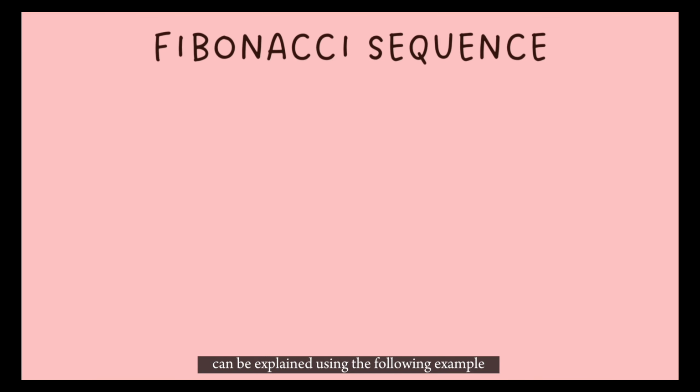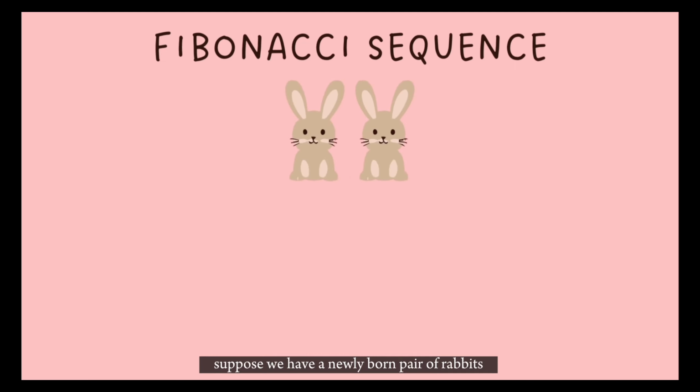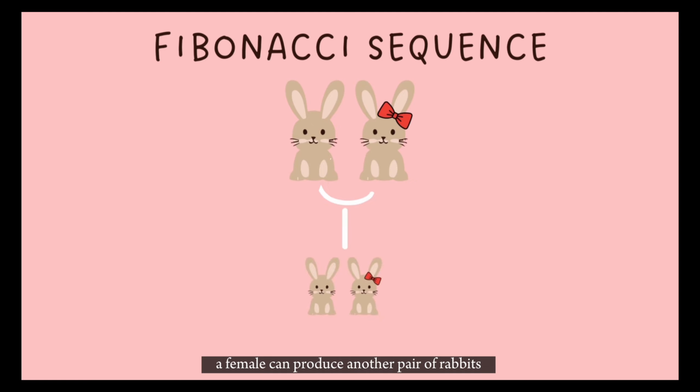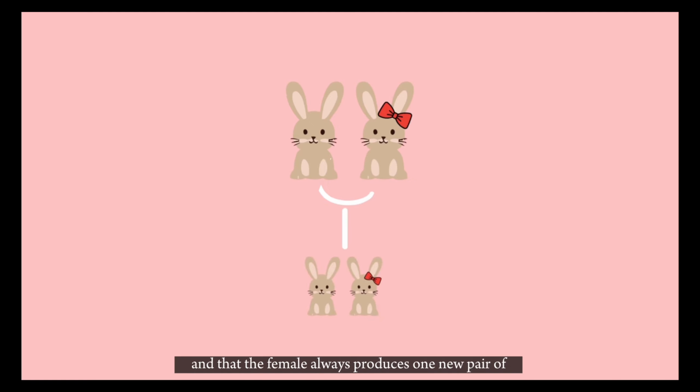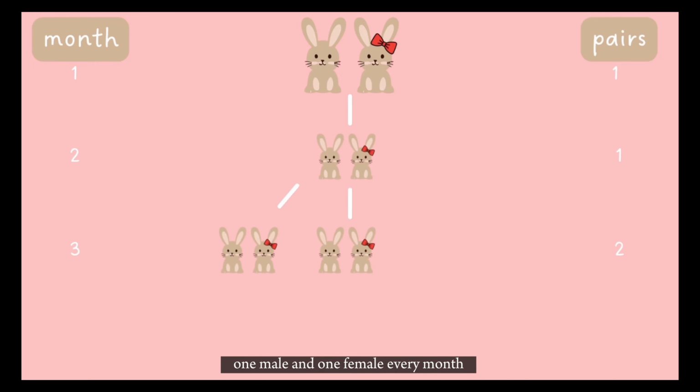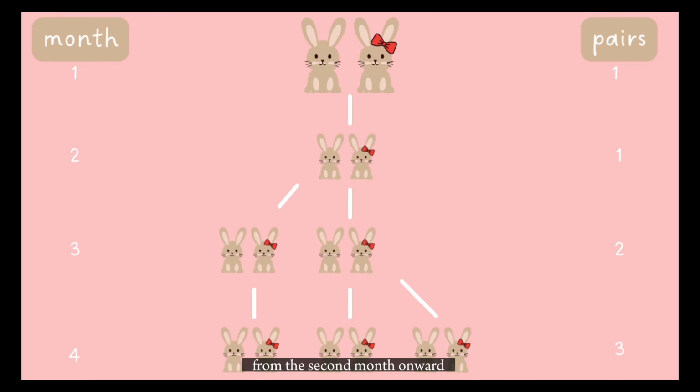Fibonacci sequence can be explained using the following example. Suppose we have a newly born pair of rabbits, one male and one female. Suppose rabbits are able to mate at the age of 1 month, so at the end of each second month, a female can produce another pair of rabbits. Suppose our rabbits never die and that the female always produces one new pair of one male and one female every month from the second month onward.